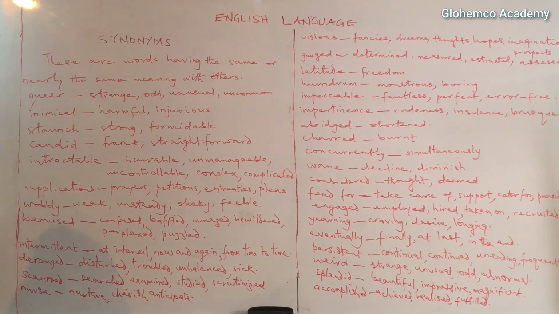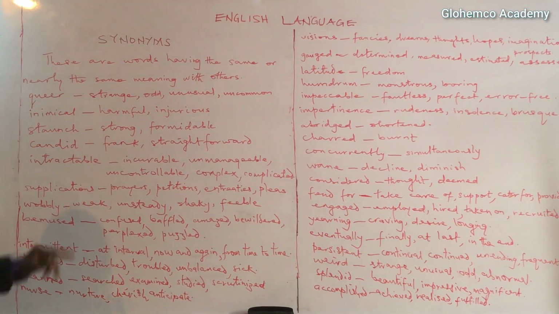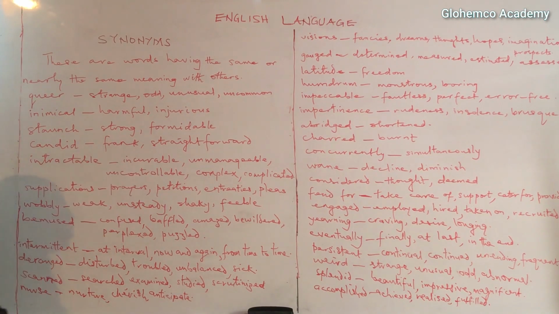That's why people talk of a staunch member of a particular political party. That's a strong man in that political party. Strong, formidable. All right, we have the next one, candid. Candid means frank or straightforward. In my own candid opinion, I think that man shouldn't have been treated the way he was treated. So candid means frank.